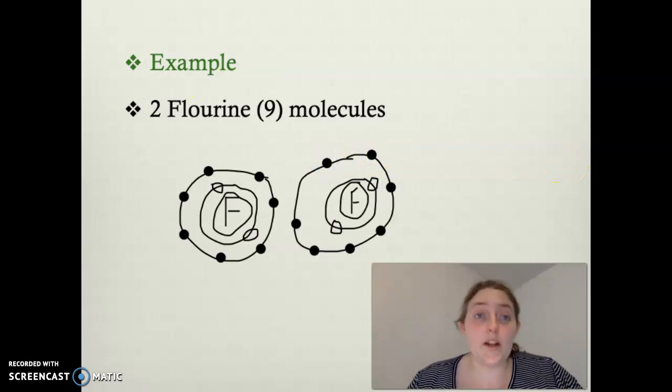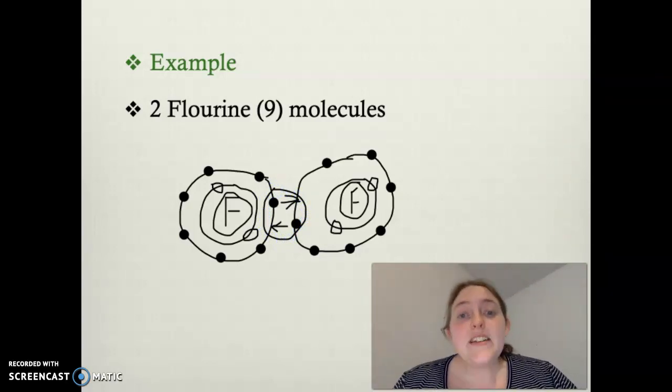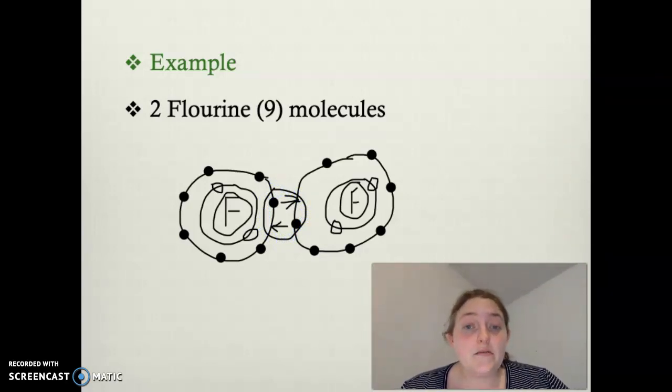They are missing 1. So what's going to end up happening is they're going to each share 1. They're not going to let it go completely, but they're going to share 1 here and 1 here. And they're going to form a bond between these 2, bonding them together. So they're each sharing 1. Therefore, they can't let go or else they're unhappy.